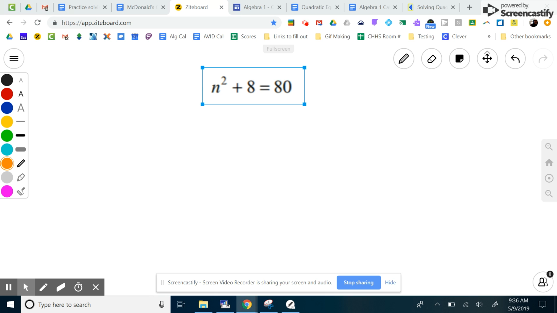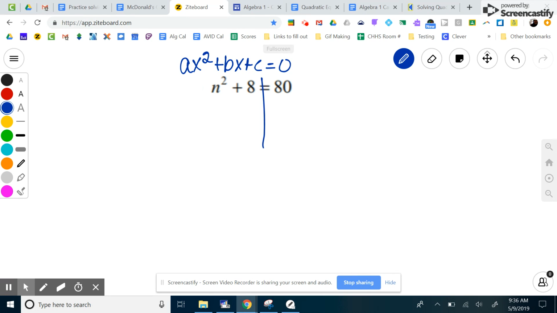Didn't realize that this problem has an n squared but no n. So you didn't use a square root to solve this one. Maybe use the quadratic formula. So remember the quadratic formula, we got to get it into standard form first. Ax squared plus bx plus c equals 0.